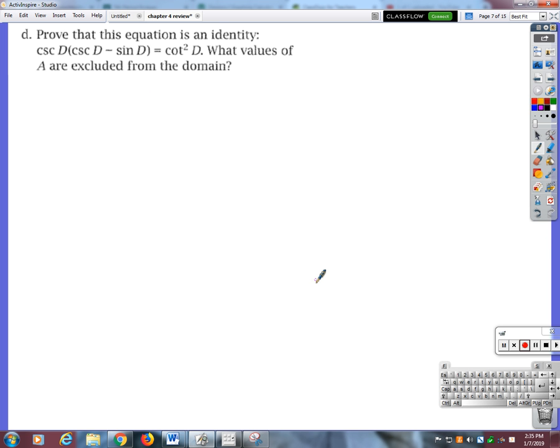Okay, so now we're going to do cosecant. This is number D. Cosecant D times cosecant D minus sine of D. We want that to equal cotangent squared. No. I made a mistake. Again. Yeah, this is actually, no.